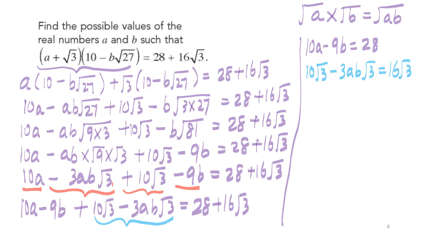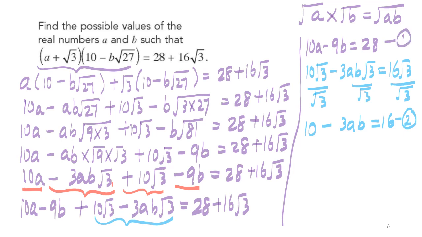So what I'm going to do here is divide by square root 3 throughout. Divide by square root 3, divide by square root 3, divide by square root 3. So what do you get? You will have 10 minus 3AB equals 16. I'm going to call this equation 2. And I'm going to go back to my 10A minus 9B equals 28. I'm going to call this equation 1. So you would realize that we have two equations with two unknowns, so we have to solve them simultaneously.